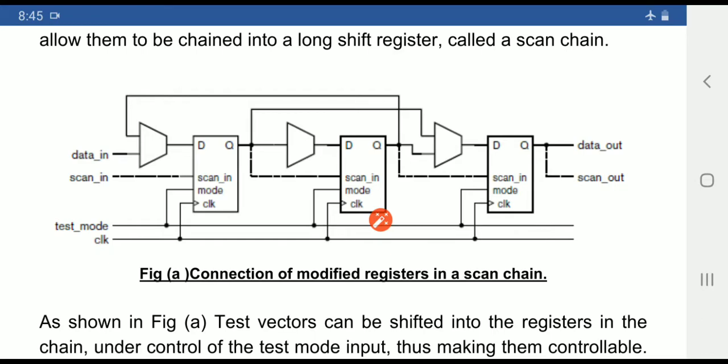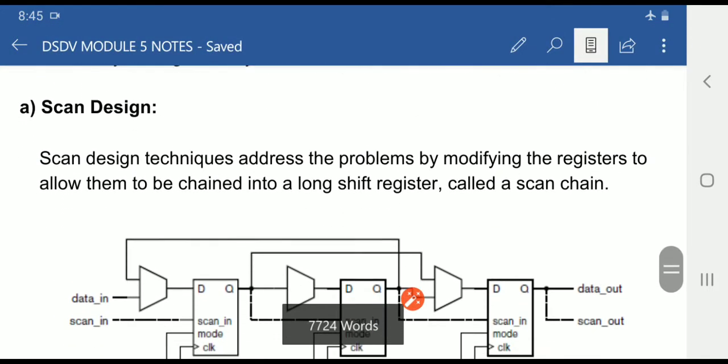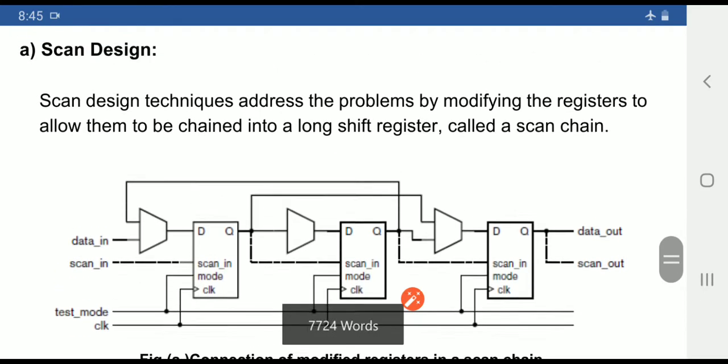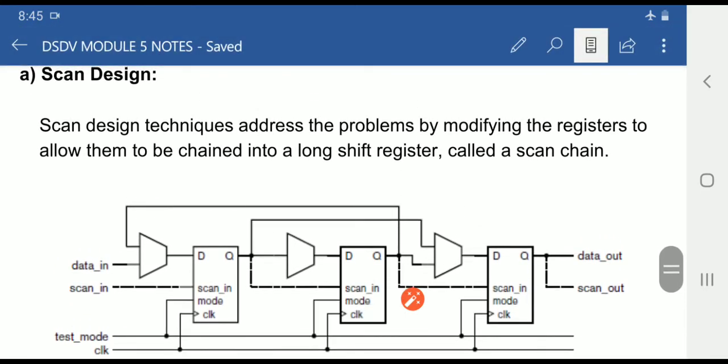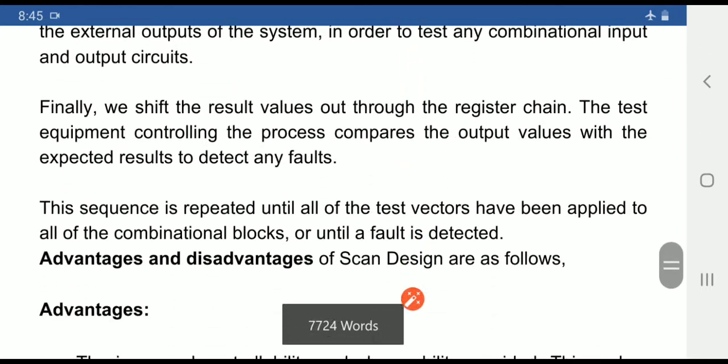This is the way the scan chain is used to detect the outputs. It also allows us to control the outputs of each flip-flop by using the test mode signal, and it allows us to observe the output when the clock signal is applied to the flip-flop. So scan chain design is a technique used to detect, to control and to observe the outputs. Now there are some advantages.